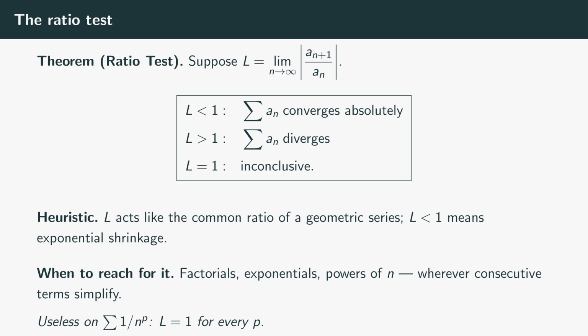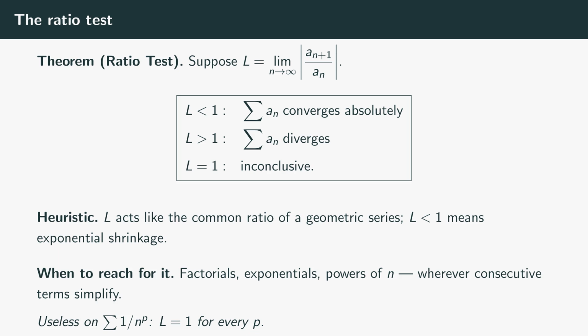The heuristic. The ratio test essentially asks, does this series eventually behave like a geometric series with ratio L? If the absolute value of a_(n+1) over a_n approaches L less than 1, then for large n the terms shrink at least as fast as L^n, an exponential, which is summable. If L is greater than 1, the terms eventually grow, so the divergence test kicks in. If L equals 1, the terms might shrink polynomially or stay constant. The ratio test is too crude to tell.